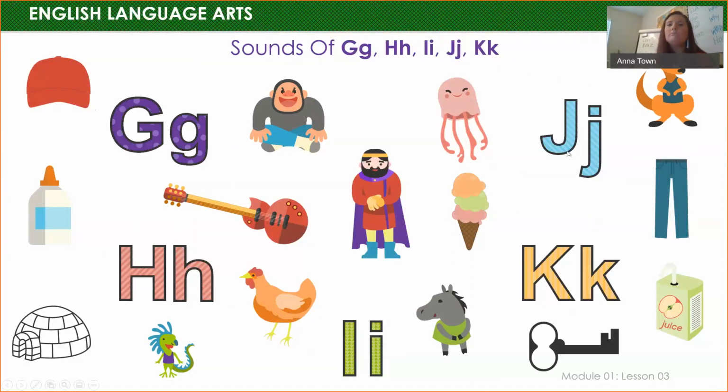We're going to go to the J sound. J. Your chin drops and your mouth opens. J. Let me hear you say that. J, J, J.